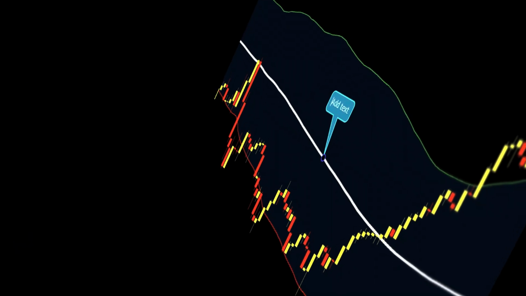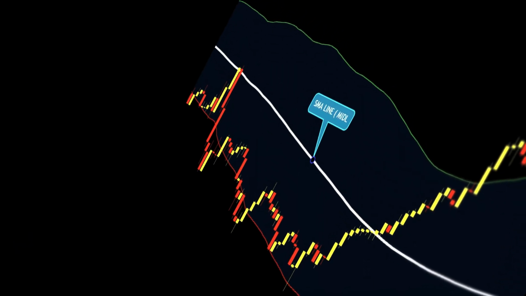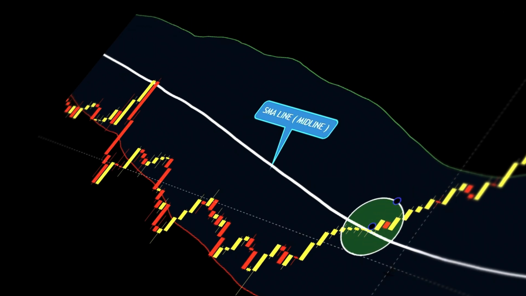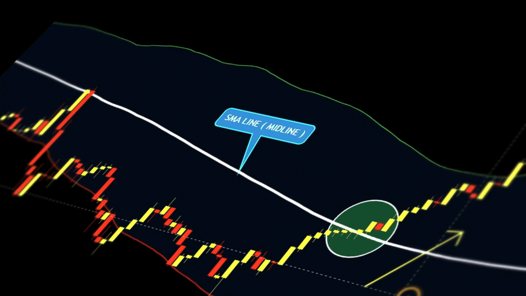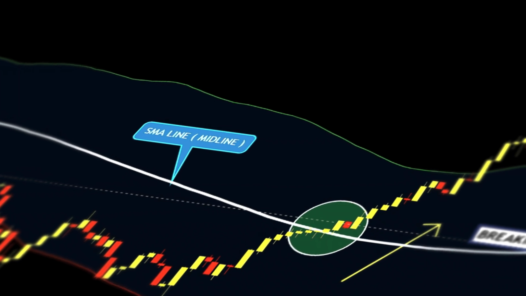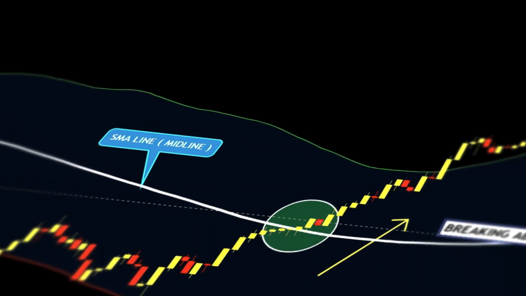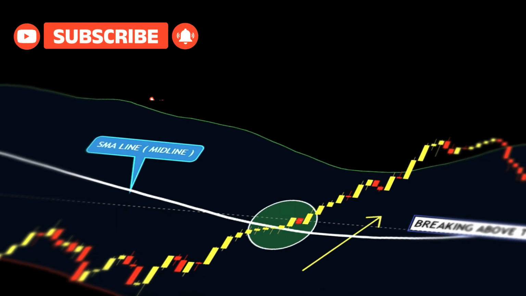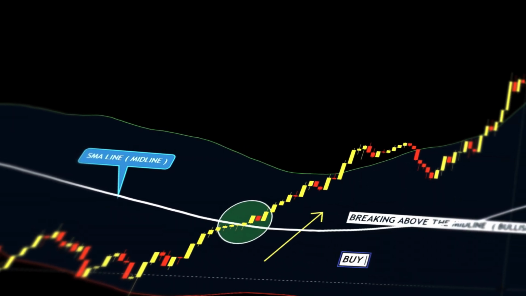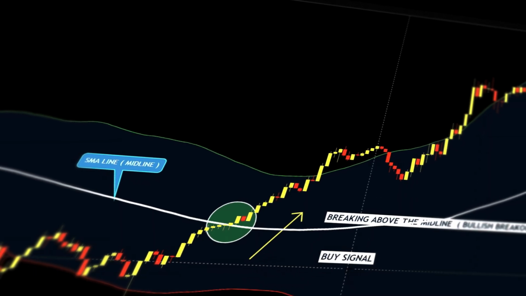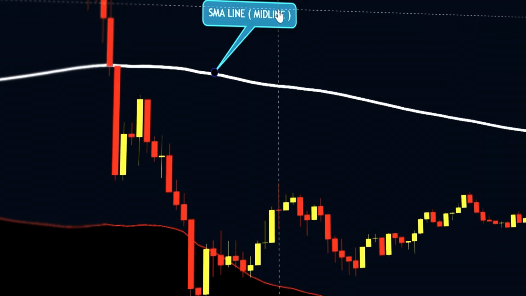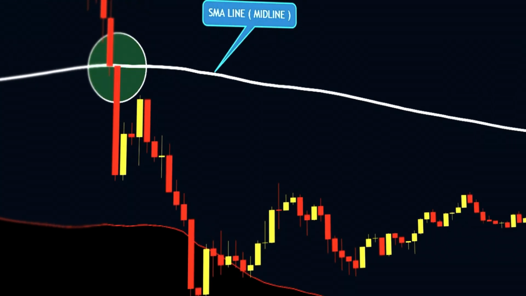So what are we actually looking for? It's super simple. It all comes down to this white line in the middle. When you see a candle close clearly above that line, like this one right here, that's it. That's our alert. It's the first sign we're looking for. It suggests that, hey, maybe the buyers are starting to show up. And on the flip side, when a candle closes firmly below the line, same deal. It suggests that sellers might be stepping in.